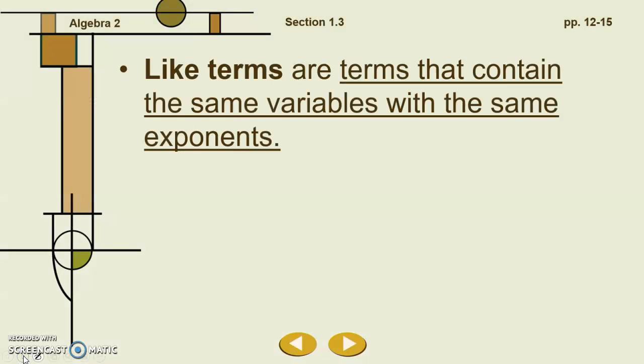Like terms are terms that contain the same variables with the same exponents. Now, I've seen students in the past try to combine terms like this, 3x squared plus 4x. These are not like terms. Even though they have the same variable, x, their x's do not have the same exponents. So these cannot be combined. However, 3x squared and 4x squared can be combined because they have the same variable and each variable is being raised to the second power. They have the same exponents.